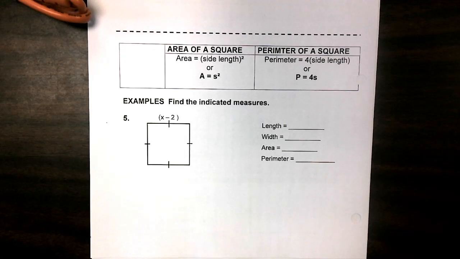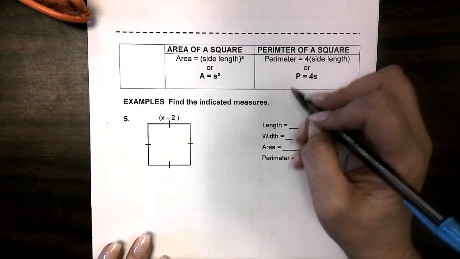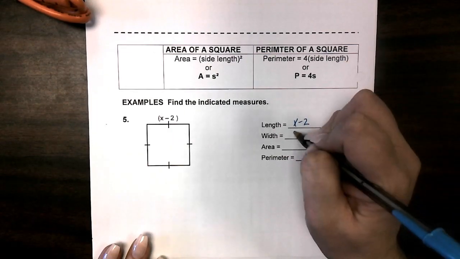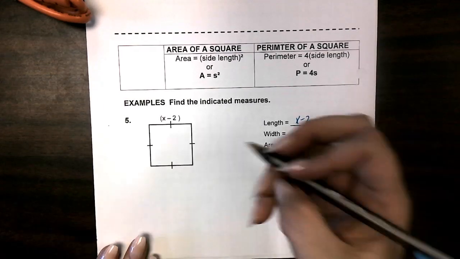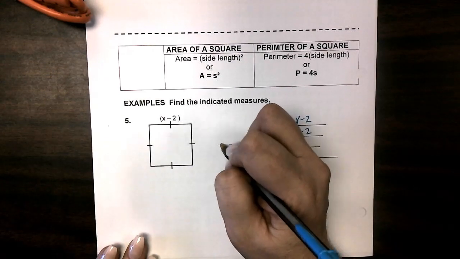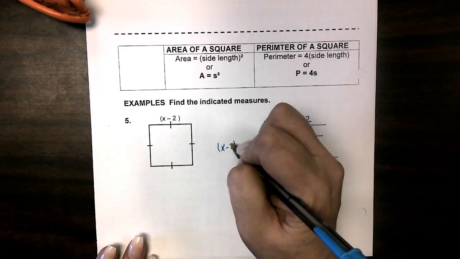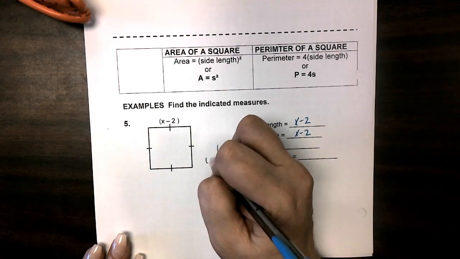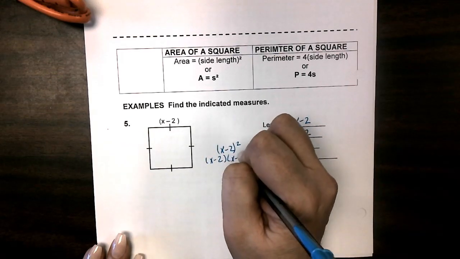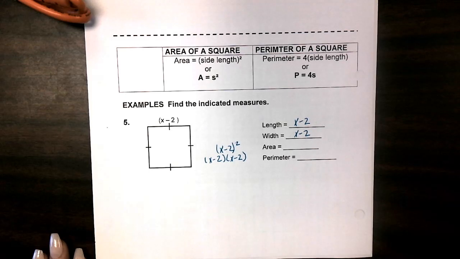So this problem is interesting, in that I'm wondering if we're going to be ending up solving quadratics at some point, because what's going to happen here, our length and our width are both x minus 2, right? But now when I find the area, what is that going to look like? It's, if I use the formula, x minus 2 squared. But what does x minus 2 squared mean? It means x minus 2 times x minus 2. Does this look familiar from algebra? Yes. All right, so what do I do now to simplify this?